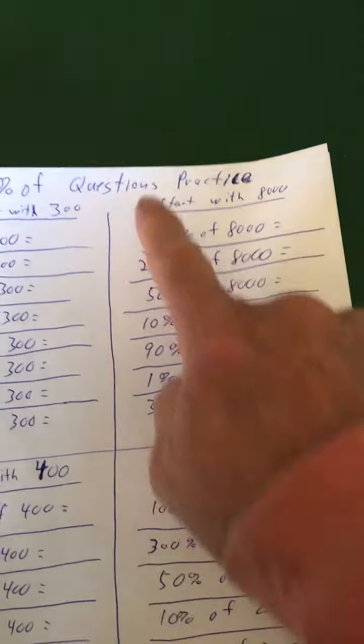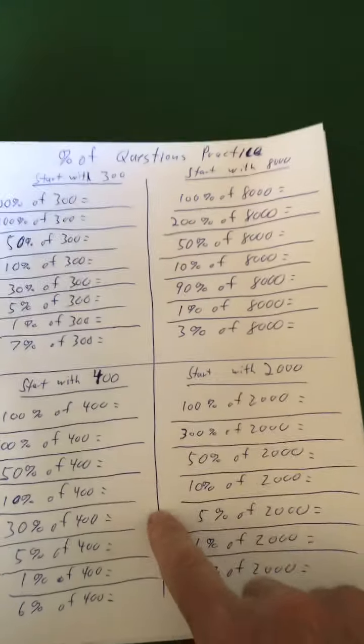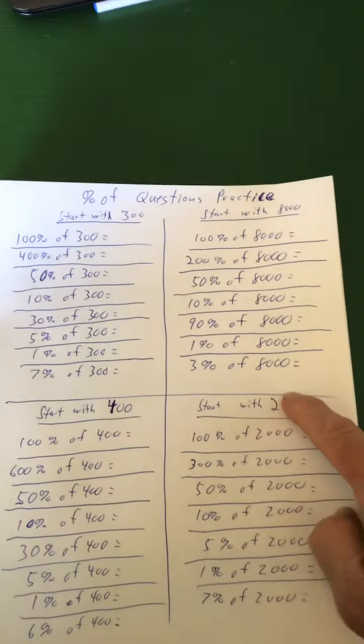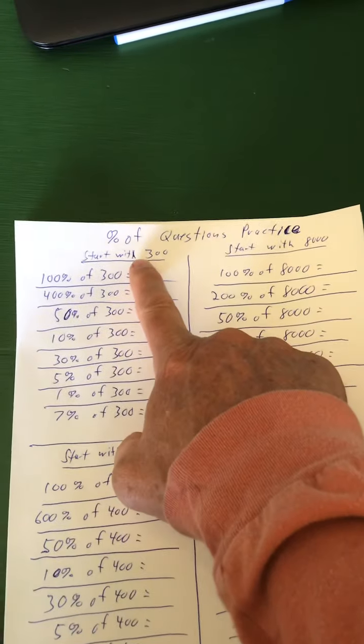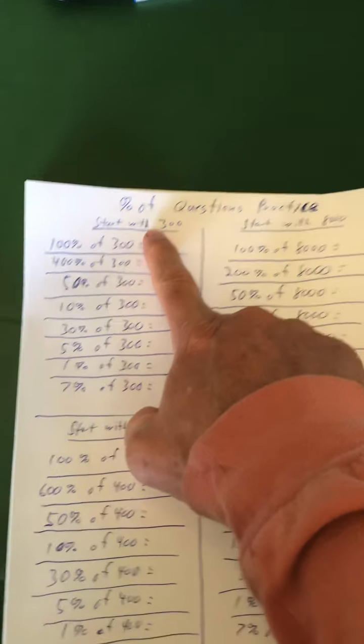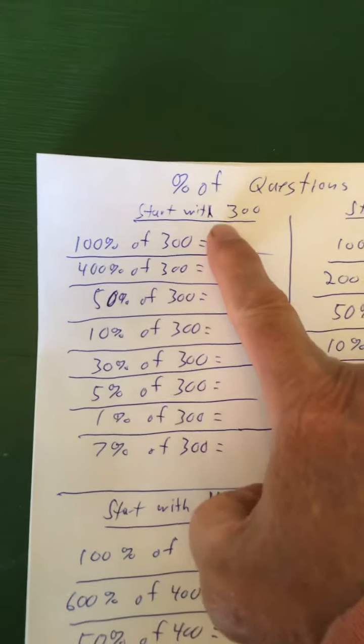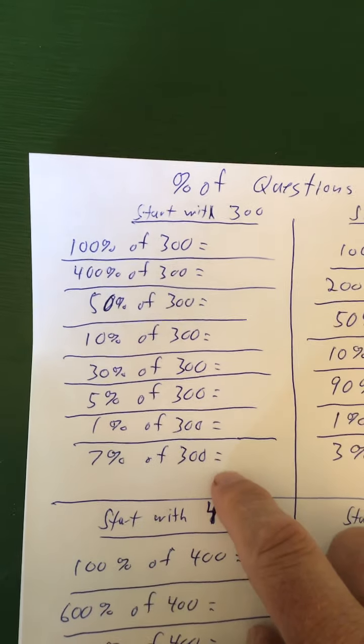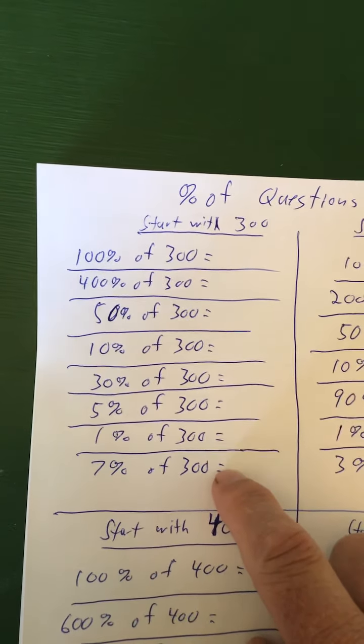So here's your practice on doing percent of questions with easy numbers. I'm going to flip it around. If you take your paper and cut it into four equal sections, the first one will start off with 300. So go ahead and hit pause and copy this down.